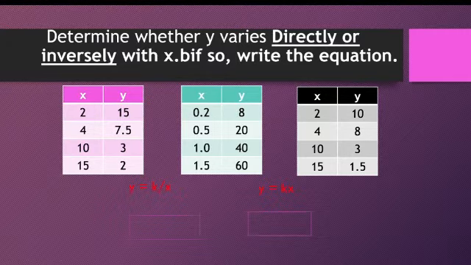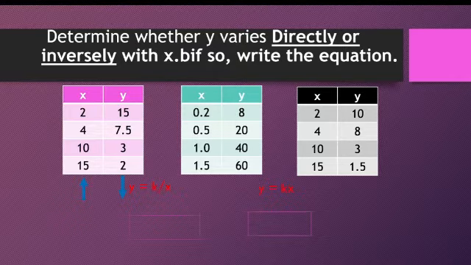So, write the equation. On the first table, x is increasing and y is decreasing. So we can say that y varies inversely as x. So we can have the equation y is equal to k over x.